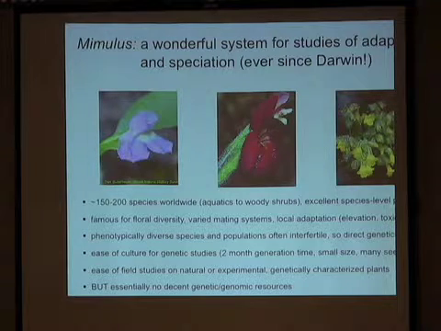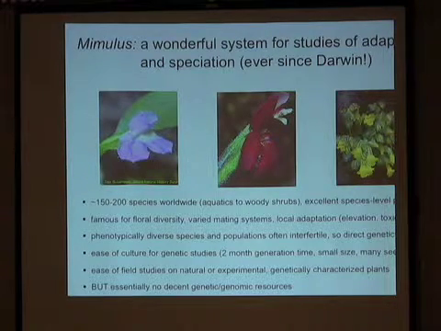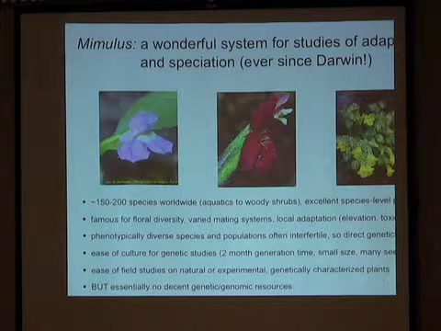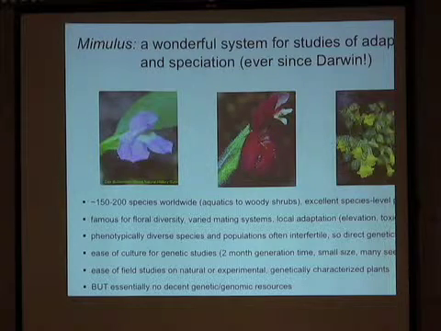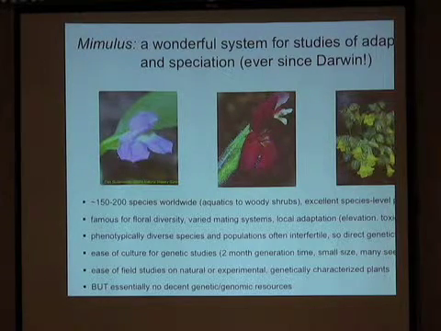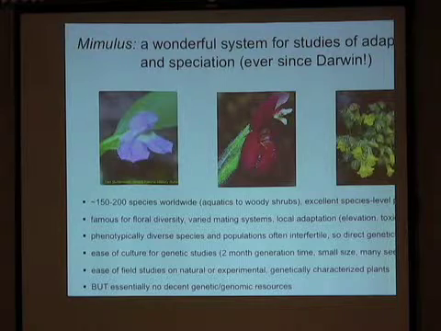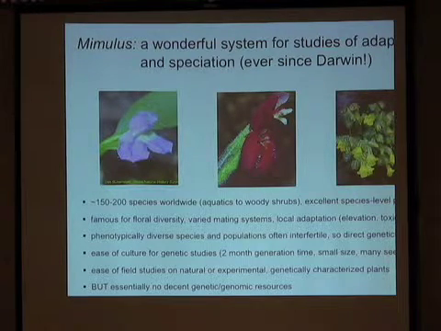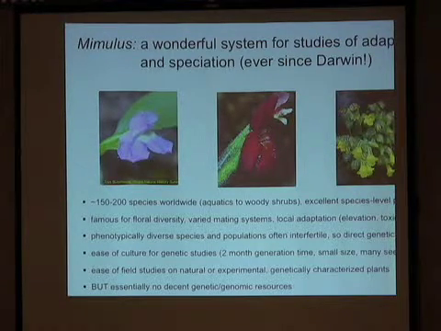The great thing from a genetics point of view is that a lot of this ecological diversity is encapsulated within what are termed species complexes. These are groups of closely related, often interfertile species that can be crossed in the lab, so direct genetic analyses are possible.